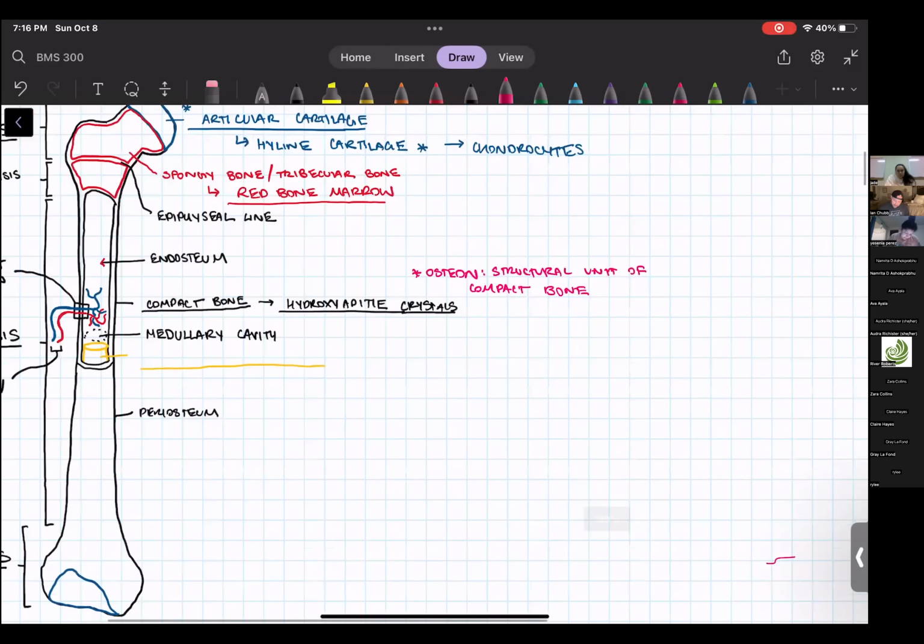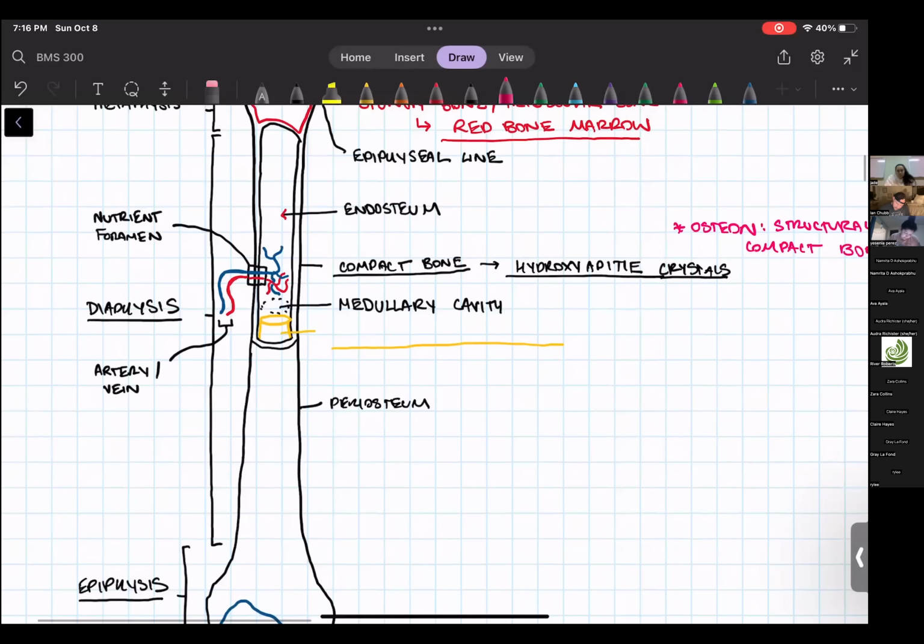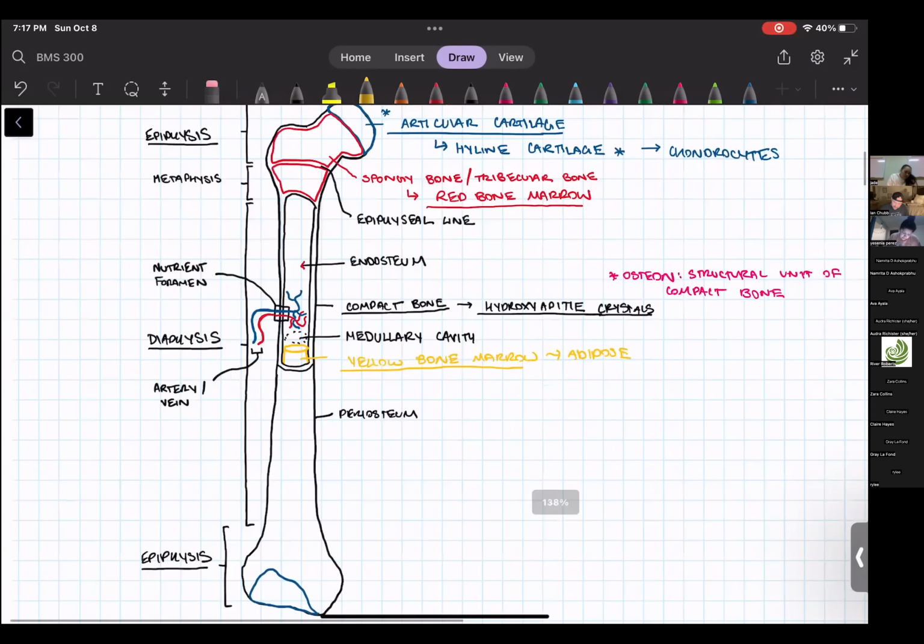All right. Inside this cavity, we call it our medullary cavity. What do we actually have inside the medullary cavity? Adipose tissue, fat. Yeah. We call this yellow bone marrow, which gives it the yellowy color. It's basically fat storage that's resting in that medullary cavity.